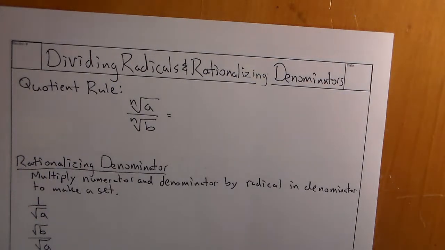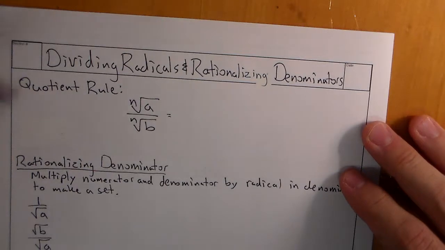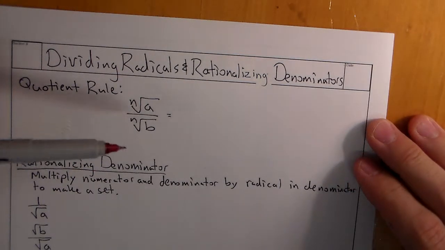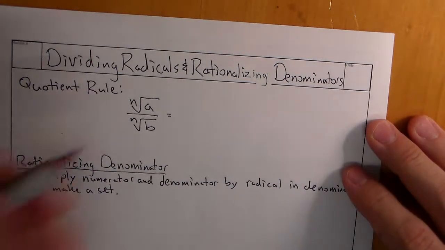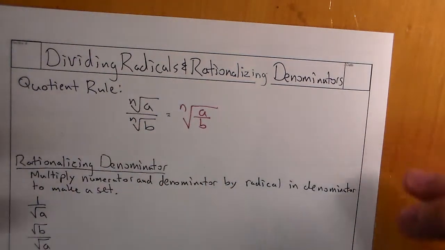With dividing radicals and what we're going to call rationalizing denominators, we're now going to work with radicals within fractions. First off, we have a quotient rule, which really just says that we can have division. If I have a radical divided by a radical, assuming they are the same index, I can rewrite that as the fraction within the radical. Now this will help us in a couple ways.